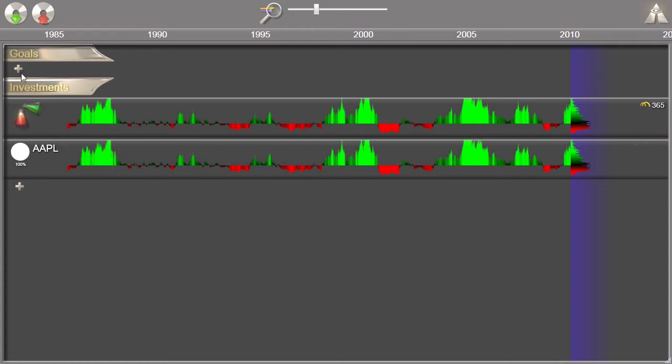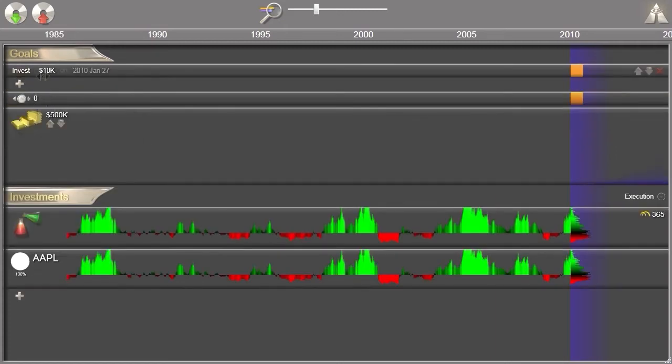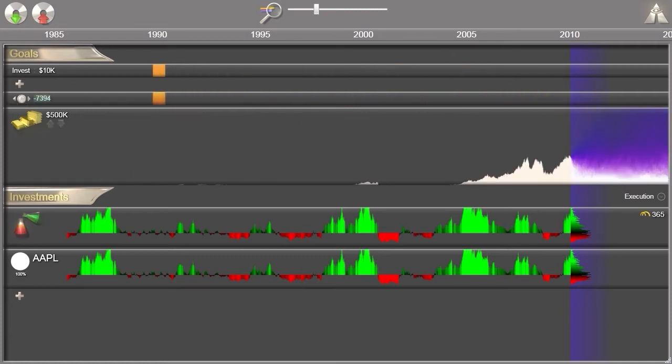So I will go into the goals section, hit the plus button, and the program by default will put in $10,000 for me. Now I'd like to take that $10,000 and time travel with it into the past, into the 1990s, specifically to 7,030 days into the past. And I'd like to show you this specific scenario.